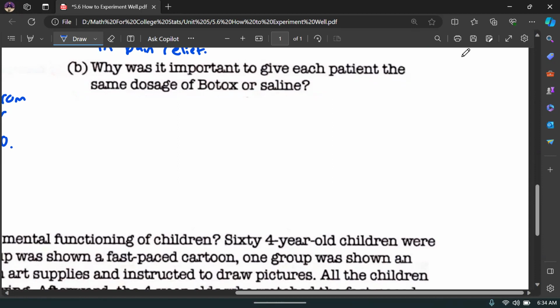So if we keep it the same amount for everything, then we can't say, oh, this person got more, so that's why they're better, or this person got less, that's why they didn't. That's no longer a factor, right? It's simply just how does Botox compare with saline? The amounts were all the same, so we can't argue that the amount helped or hurt anybody here. So again, I'm going to write that down and we'll come back to you.